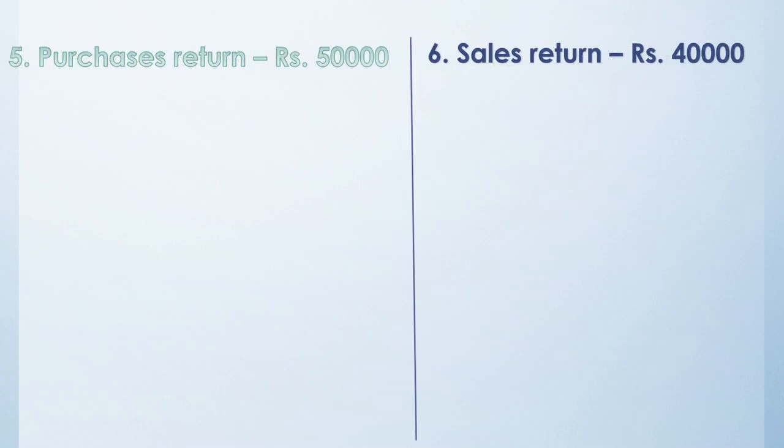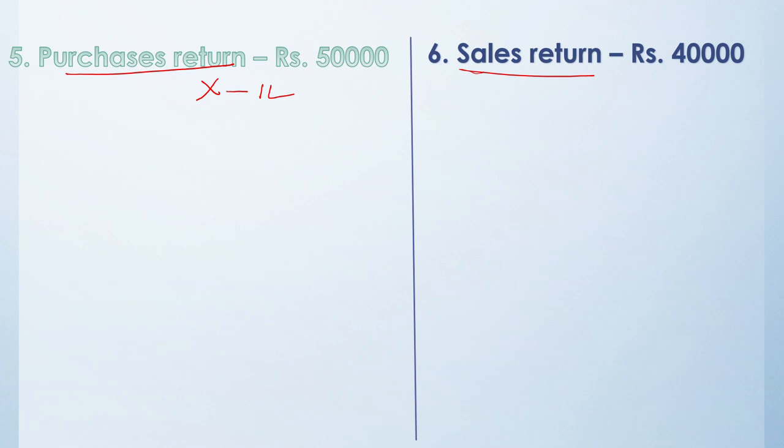Moving on to the next one. Here, 5 and 6 are very important. It is a little bit tricky to understand too, right? So, it talks about purchase return and sales return. So, first, let's understand what is a purchase return. For example, assume you have purchased your supplies from Mr. X for rupees 1 lakh, right? You have purchased goods worth of rupees 1 lakh from Mr.